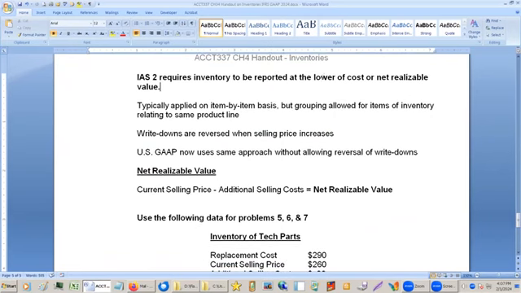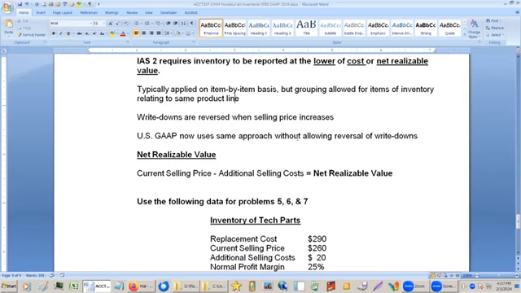Okay, so lower of cost or net realizable value. So whichever is lower, our cost or what we can sell it for. Okay, so let's take a look here. Typically done on an item by item basis. So each item you take a look at, it is allowed to do a grouping if they're related to the same product line, but generally item by item.